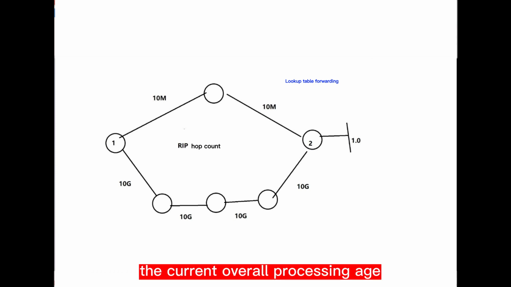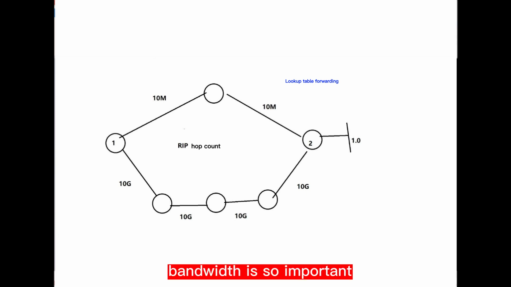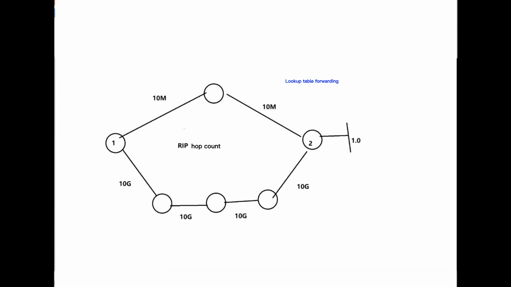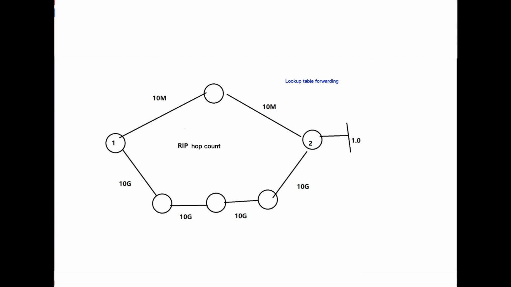The current overall processing era is bandwidth supremacy. For us now, bandwidth is so important. Now it's all 10G lines. You're a fool to use 10 megabytes. So now this thing is useless. This is called low confidence.